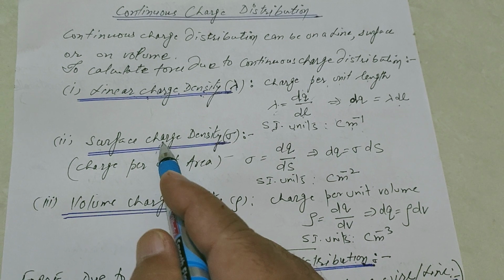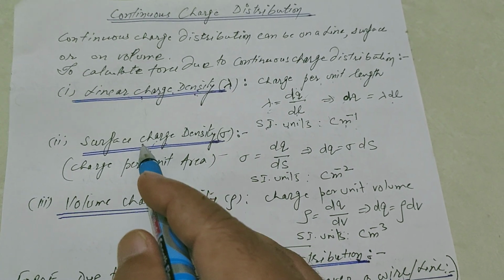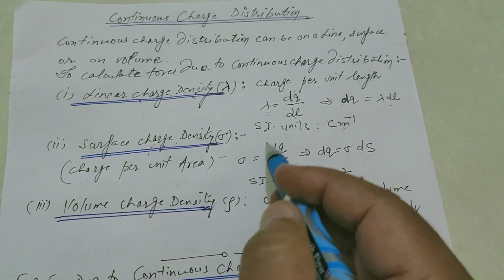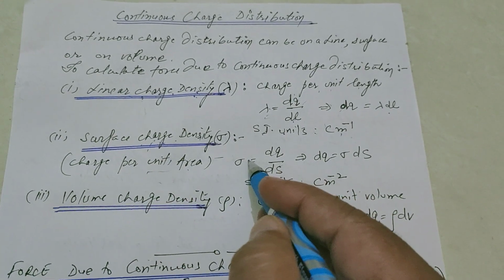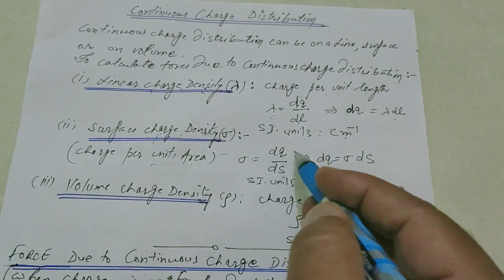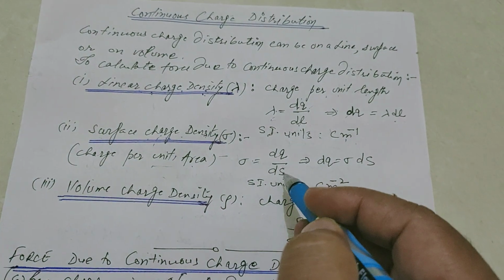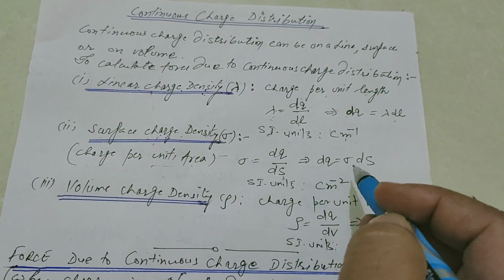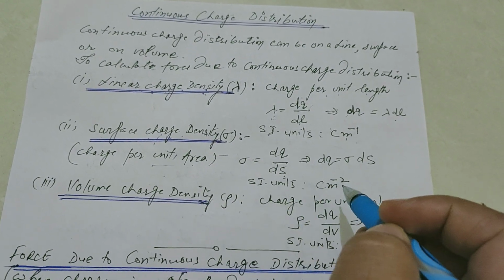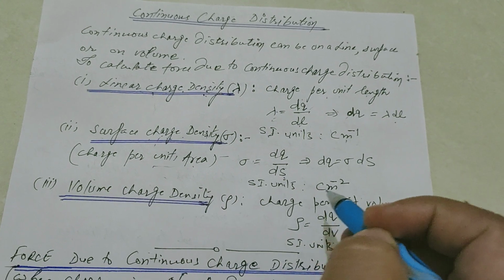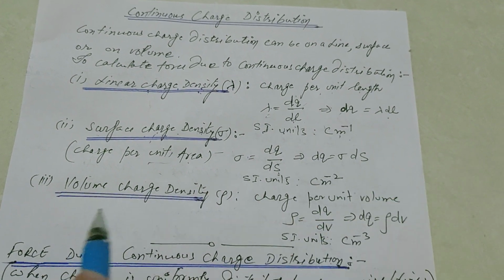When the charge is distributed over a surface, then we will use the term surface charge density, which is charge per unit area. So surface charge density sigma is dq by ds, or you can also denote it by dA. So dq is sigma ds. Charge is measured in coulomb and area is measured in meter square. So coulomb per meter square is its SI unit.